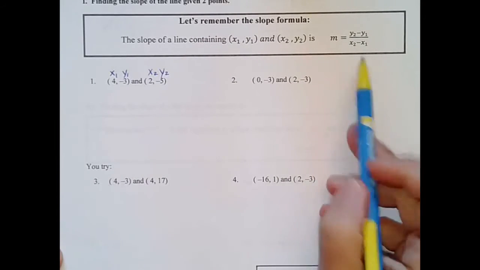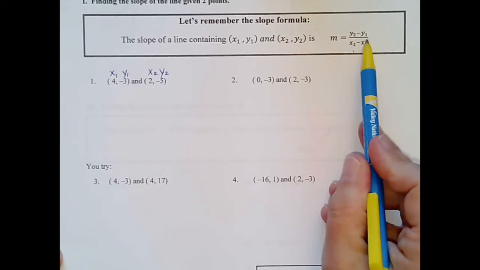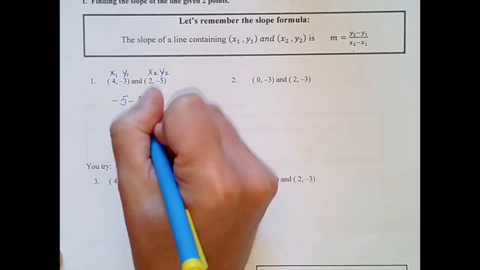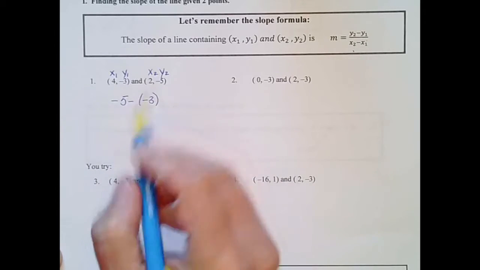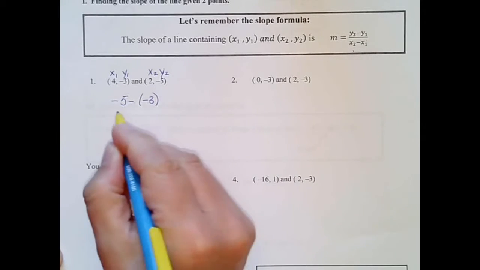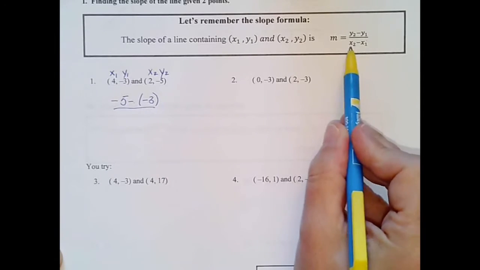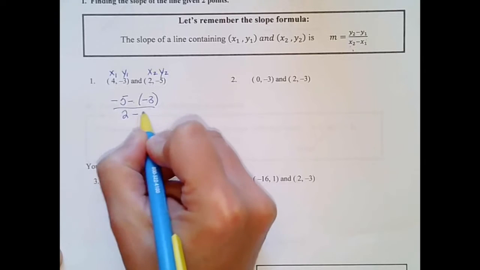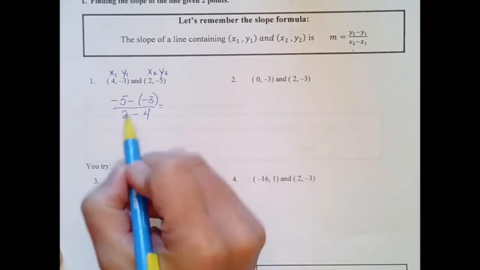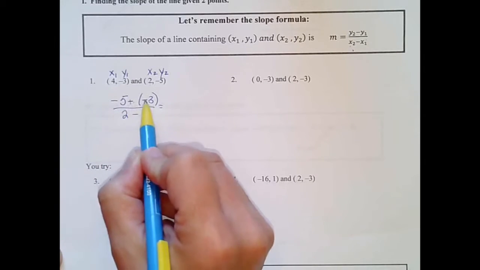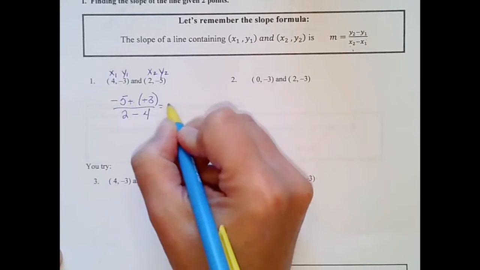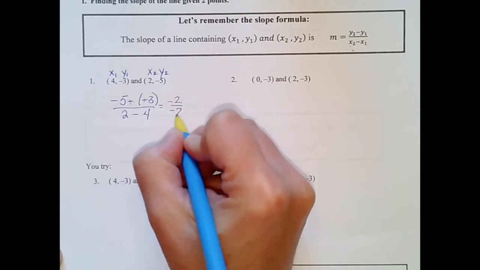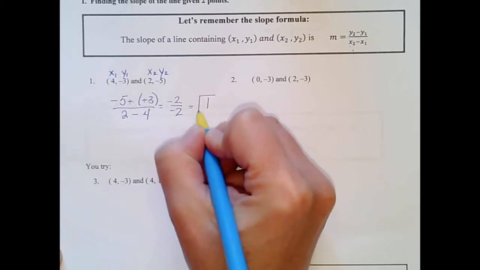And then we're going to use this formula, y2 minus y1, so that's -5 minus -3. I'm going to be super careful with these negatives. Divided by x2 minus x1. So that's going to be 2 minus 4. My negative is actually plus a positive, so -5 plus 3 is -2. 2 minus 4 is also -2, and this answer is 1.